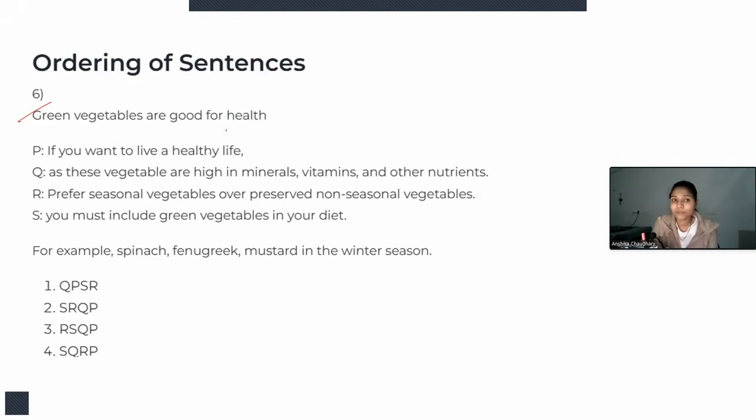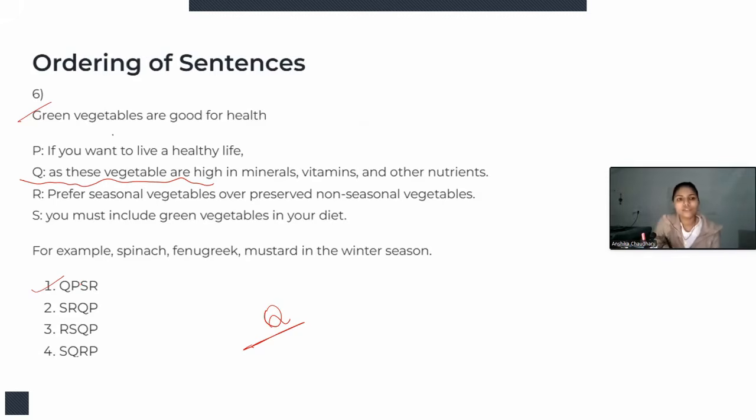We have introduced that green vegetables are good for health. But what's the reason behind it? As these vegetables are high in minerals, vitamins, and other nutrients. Right? We have done with this Q. Now we can use our option elimination technique for getting the answer quickly. If we see which answer is starting from Q, so only one answer. But wait, don't blindly mark the answer.